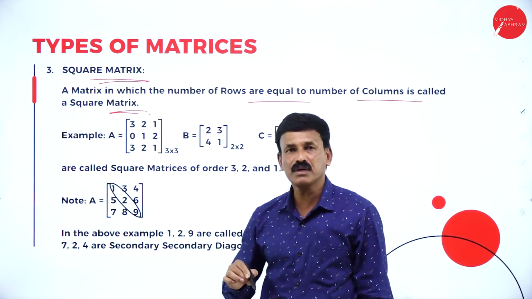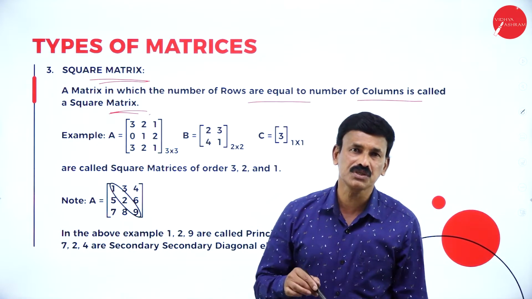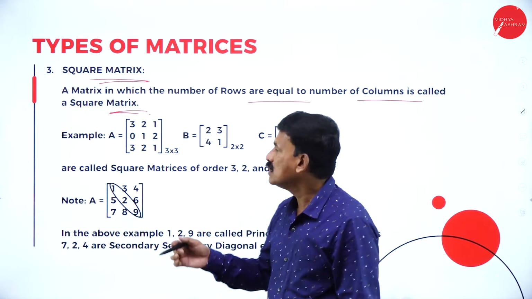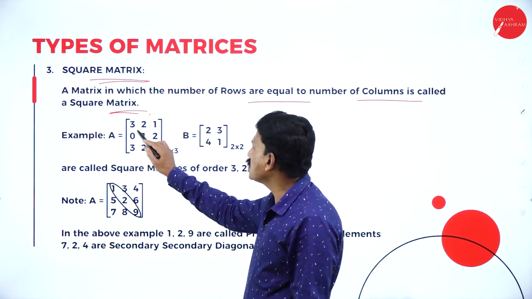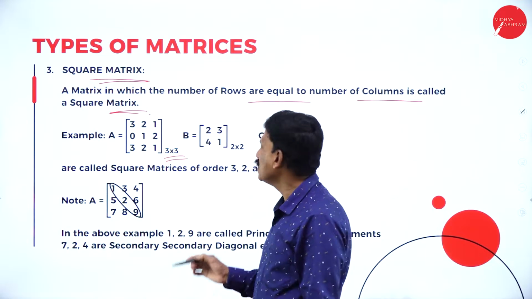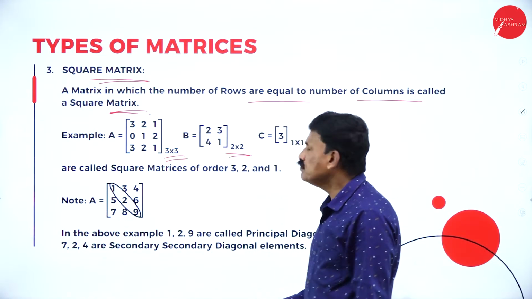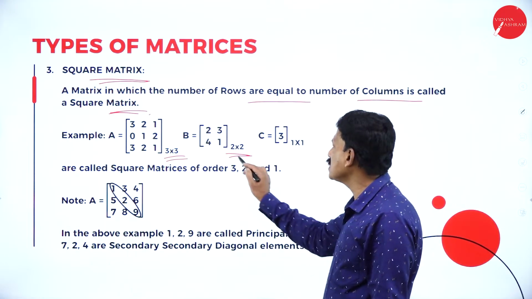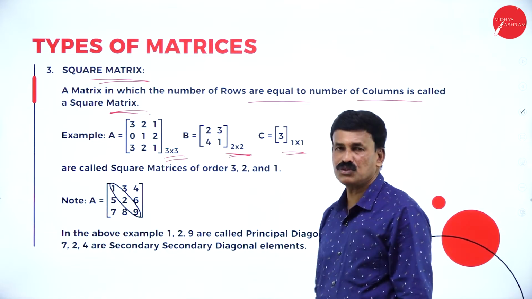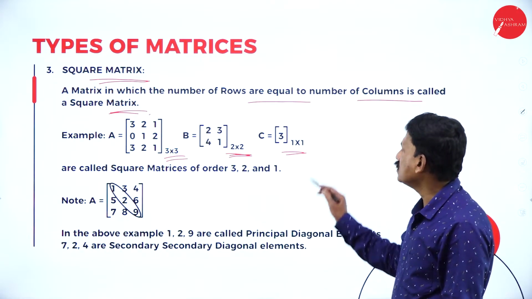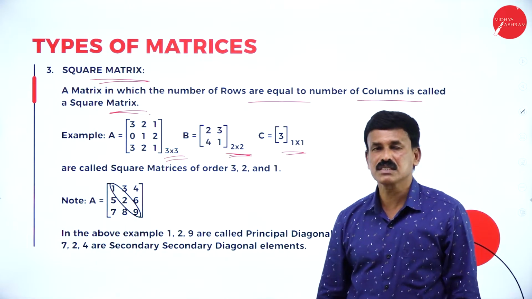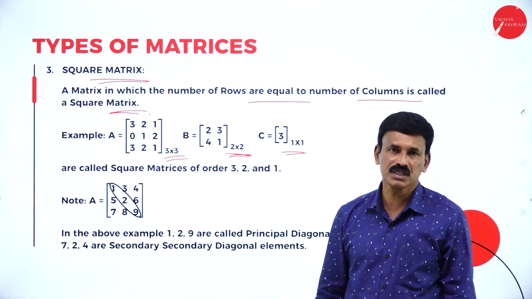Usually, square matrices are of order 2 rows 2 columns, 3 rows 3 columns, 4 rows 4 columns, 2 into 2, 3 into 3, 4 into 4, like that. Now, for example, A is equal to 3, 2, 1, 0, 1, 2, 3, 2, 1. This contains 3 rows, 3 columns. Another example, B is equal to 2, 3, 1, 4. This is a square matrix of order 2 cross 2, whereas C contains only one element, 1 into 1. These are all examples of square matrices of order 1 cross 1, 2 cross 2, 3 cross 3.